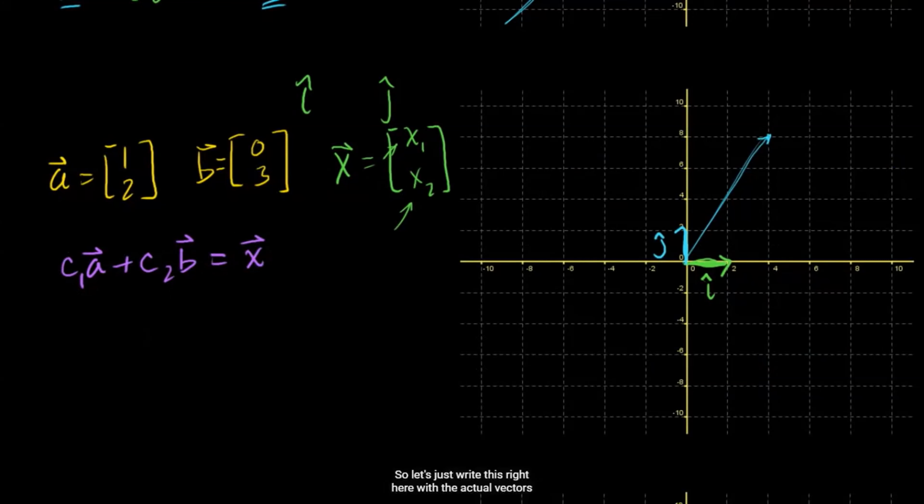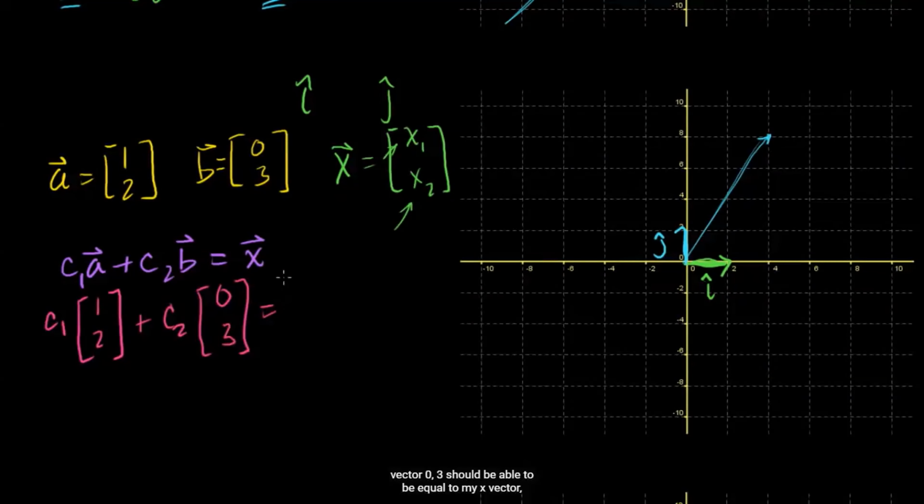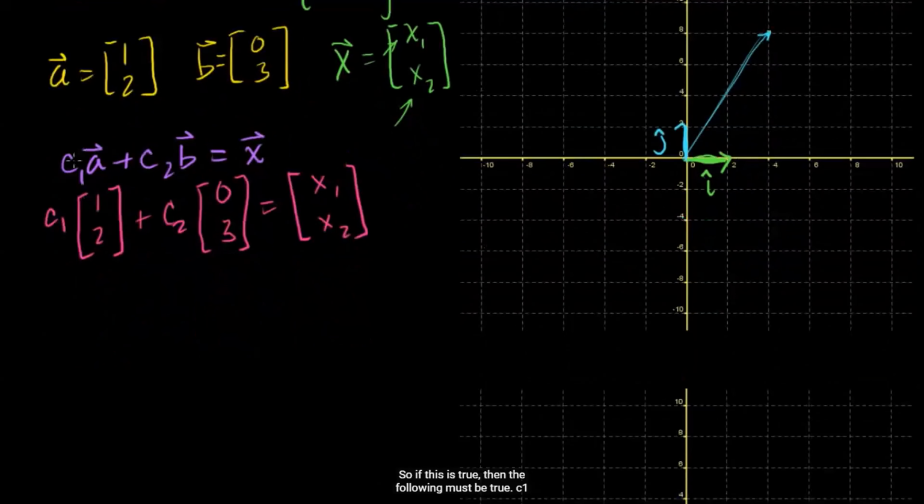So let's just write this right here with the actual vectors represented in their column form. We have C1 times this vector plus C2 times B vector, 0, 3, should be able to equal my x vector, my x1 and x2. Well, these are just arbitrary. See if I can make that true. If this is true, then the following must be true. C1 times 1 plus 0 times C2 must be equal to x1. We just get that from our definition of multiplying vectors times scalars and adding vectors.